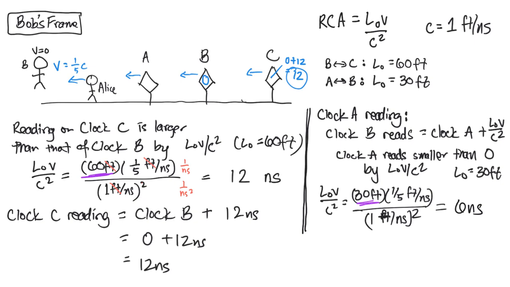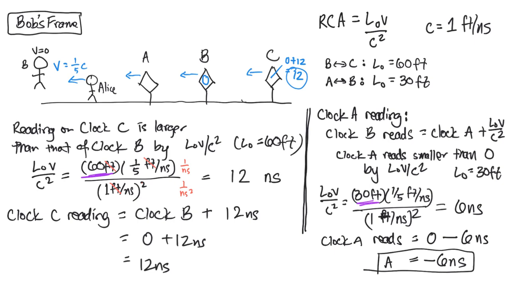So clock A reads 0 minus 6 nanoseconds. So it's the clock B reading, but smaller than that by the RCA. So the reading on clock A is going to be minus 6 nanoseconds. The reading on clock A will be 6 nanoseconds less than the reading on clock B. So 6 nanoseconds less than 0 is minus 6, and that minus 6 came about as 0 minus 6. Great, so we found the readings on the 3 clocks.